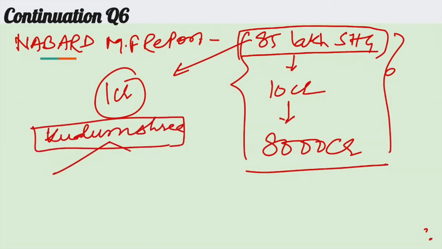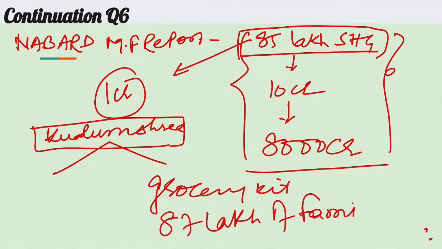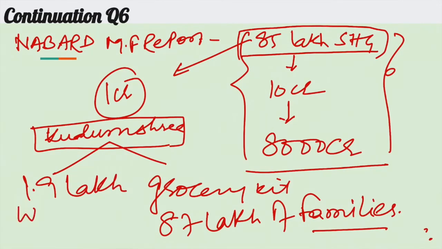So basically I can give the example of Kudumbashree during the COVID crisis. What Kudumbashree did: even the civil supplies department of the Government of Kerala asked the Kudumbashree volunteers to prepare the grocery kits for 87 lakh families. Now you can understand the extent and intensity of the SHG working.